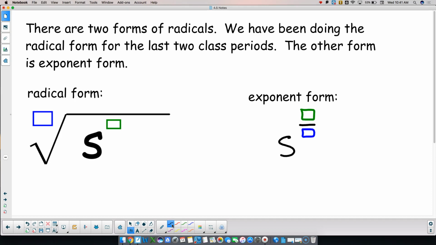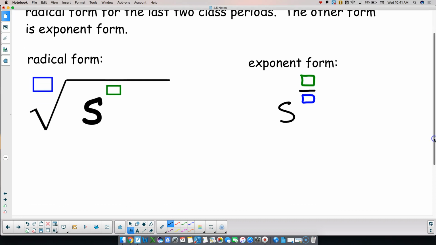So if this were, and I'm going kind of quick through this because this should not have been the first time that you've seen this, if this were the 7th root of x to the 5th power in radical form, in exponent form it looks like x to the 5/7 power. And vice versa.